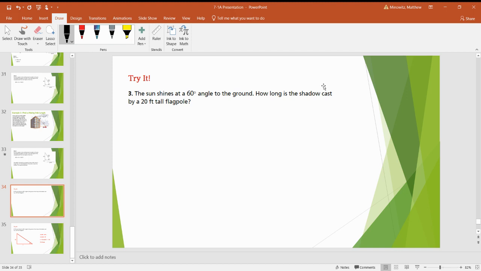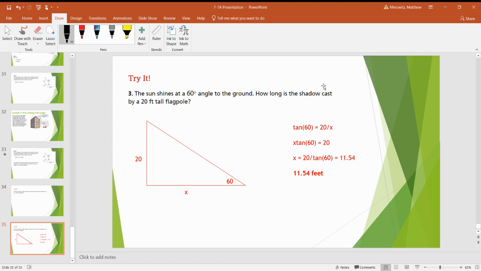Okay, so here is the information. I had a 60-degree angle with the ground. I knew the flagpole is 20 feet high. I want to know the shadow, which is along the ground. I don't really care about the hypotenuse. I care about the opposite and the adjacent. So that's why I use the tangent ratio.